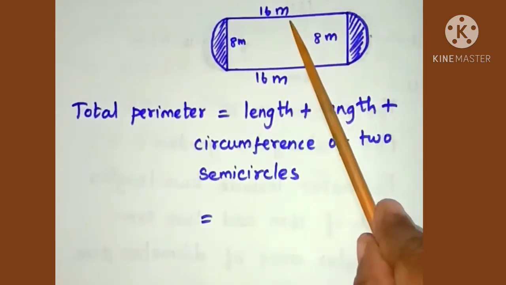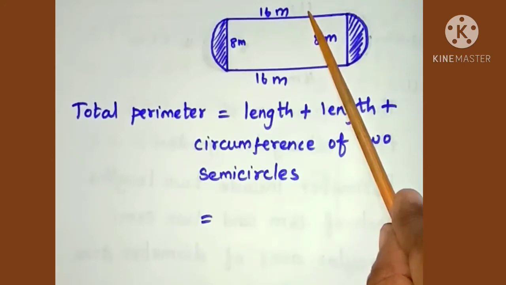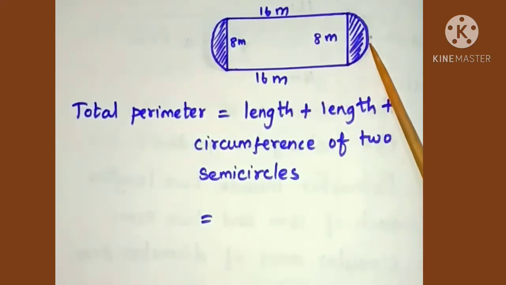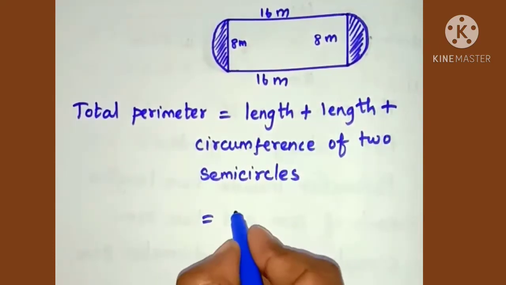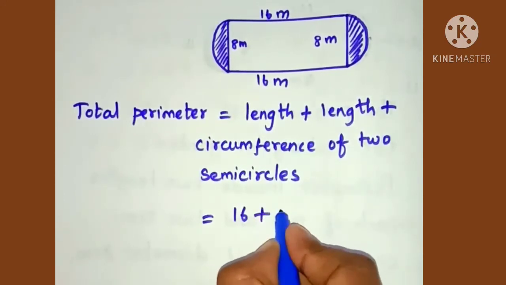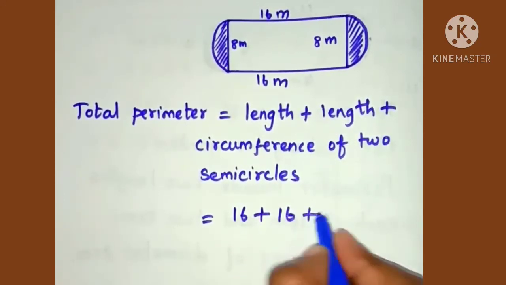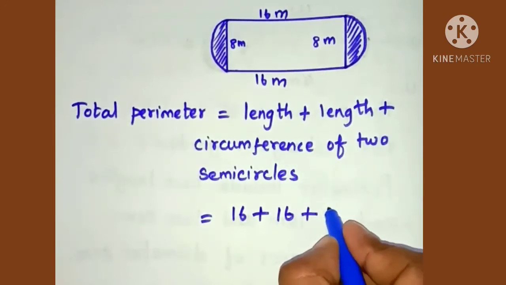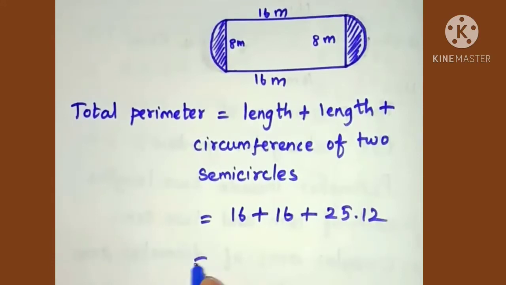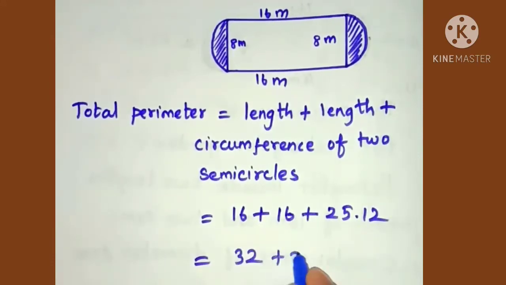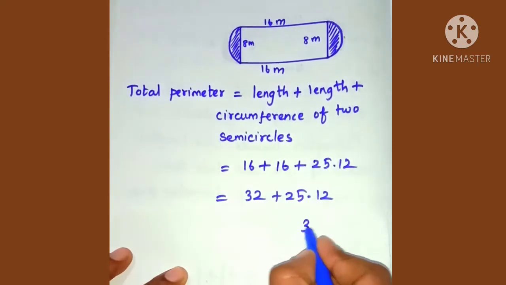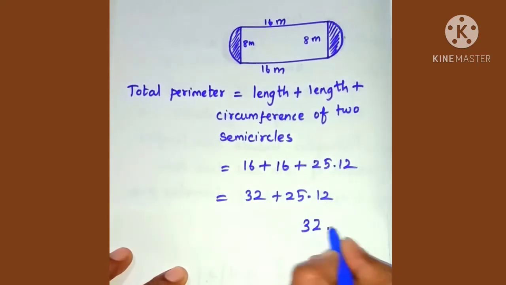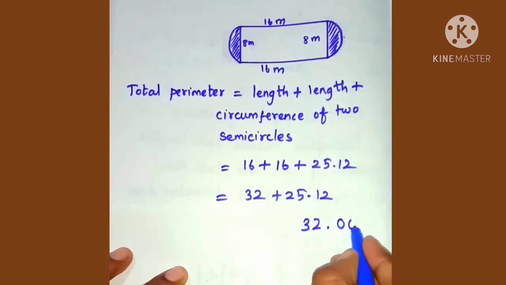So we know that total perimeter will be length plus length and circumference of these two semicircles. So students, length, which is 16 meter, plus length again 16 meter, plus circumference of the semicircles is 25.12. So 16 plus 16, 32 plus 25.12. We know that how to add whole number with the decimal number. And here there is a whole part which is 32. There is no decimal part. So put it as 0.